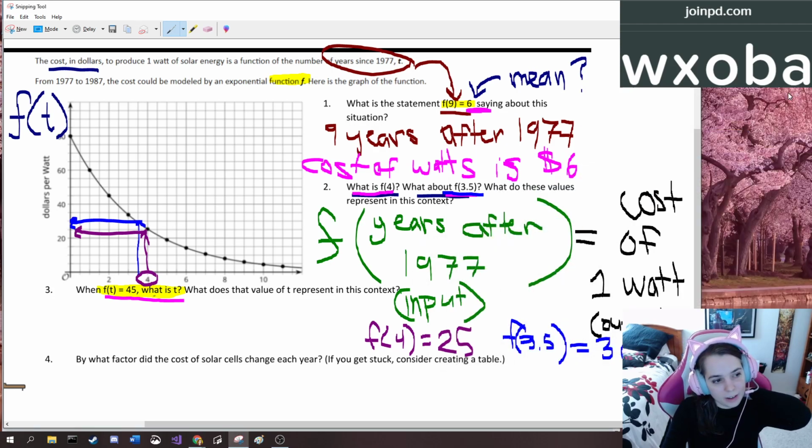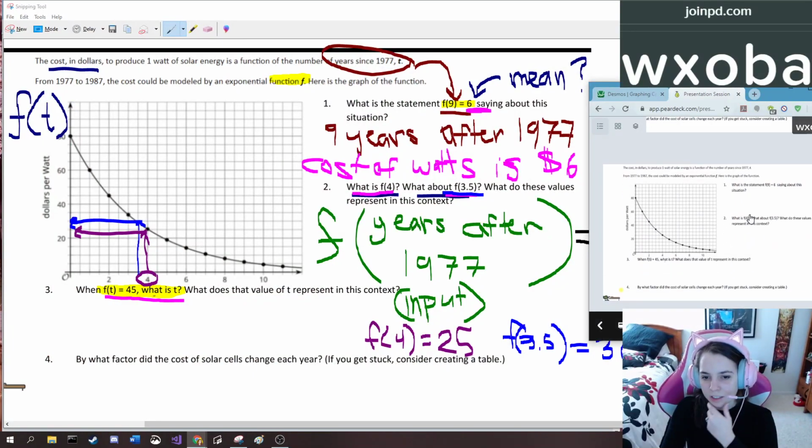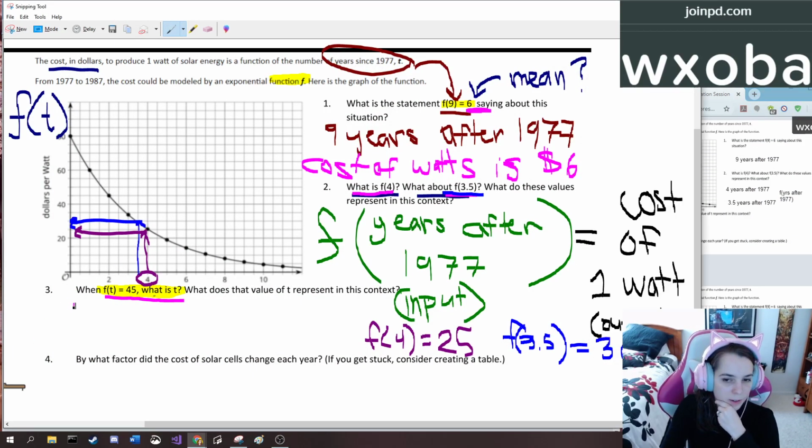So I see at least one student who has an answer for this. I saw them write f of 2 equals 45. So where did they get this 2 from? If you're given the output, what you would do is go from the output side of our graph, 45, and then go to the graph and find the appropriate input.